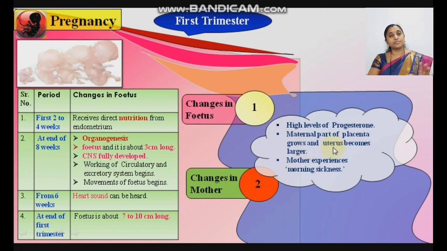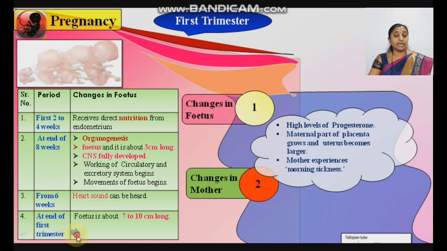Growth, and the uterus becomes larger. Why has it become larger? Because the baby's development takes place in the uterus, and due to the growth of the baby, the uterus becomes larger. Mother experiences morning sickness. What is the meaning of morning sickness? Sickness: she feels not well, discomfort, nausea, vomiting, such symptoms, including morning sickness. Sometimes she also undergoes mood swings. That is morning sickness. These are all the changes concerned with the fetus and mother during the 1st trimester.